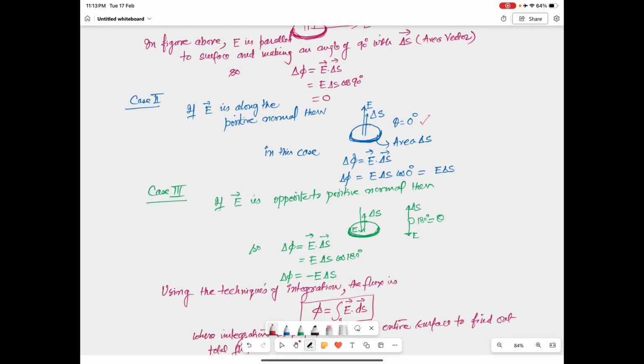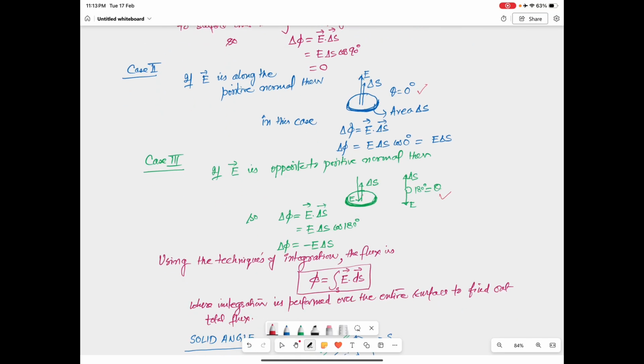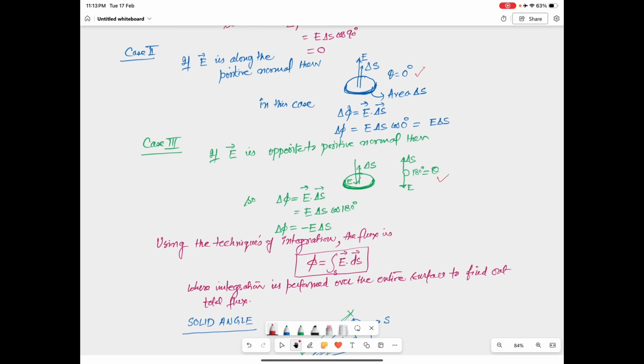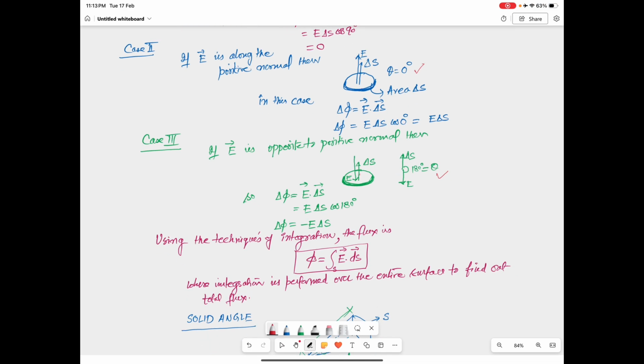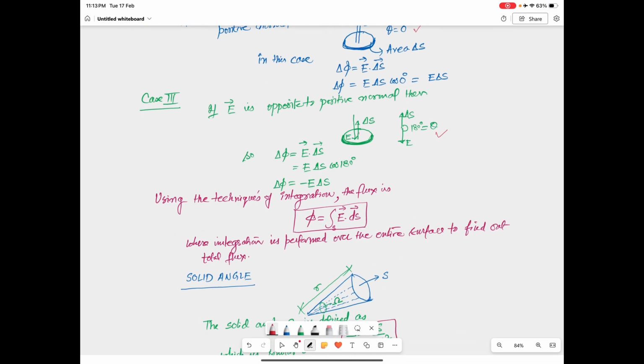Similarly, if E is opposite to the positive normal, meaning E is going inward and delta S is going outward, the angle between them will be 180 degrees, and we call delta phi as minus E delta S. So delta phi will be in the negative direction.